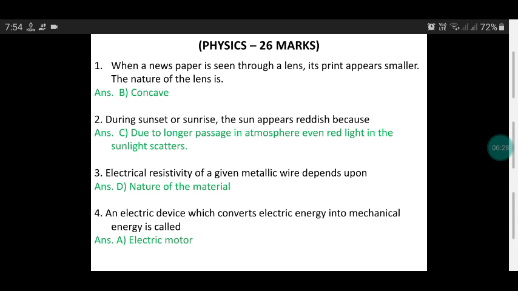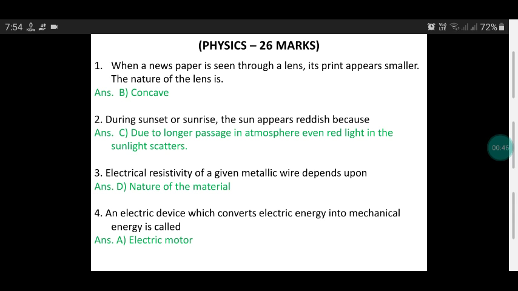We have the physics part of 26 marks. The first question is, when a newspaper is seen through a lens, its prints appear smaller. The nature of the lens is laterally concave.